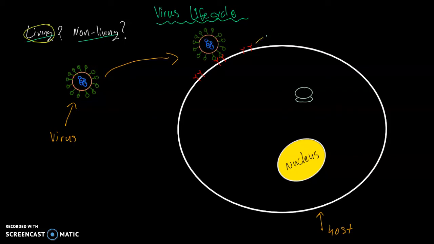And notice the red little things on the cell membrane here are the protein receptors. And these protein receptors on the cell membrane, their function is to recognize and bind to specific substances outside the cell. And so viruses attach themselves to the host cell using the receptor proteins. And this first step that viruses take is known as attachment.